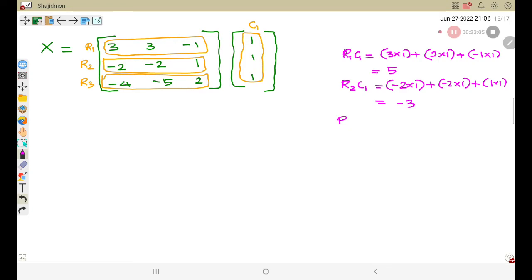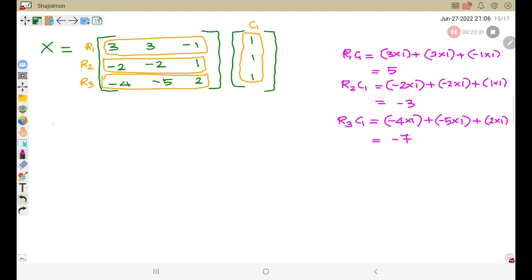Now R3 with C1. Third row with column number 1. So first number minus 4 with 1, plus second number with second number minus 5 with 1, plus third number 2 multiply 1. So what number we got? Minus 4, minus 5, minus 9. Minus 9 plus 2, that is minus 7.